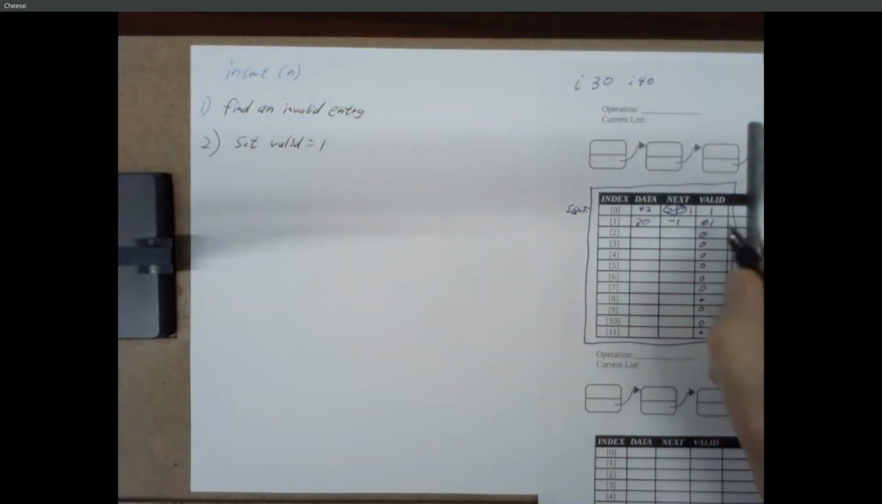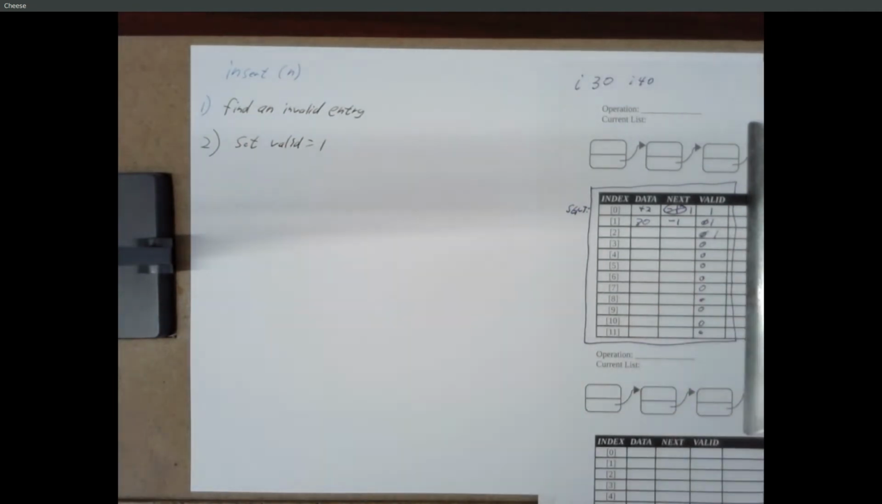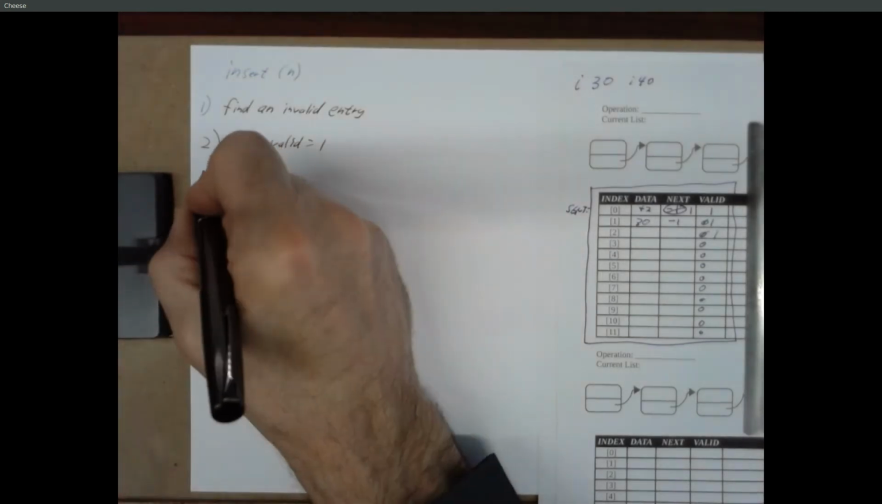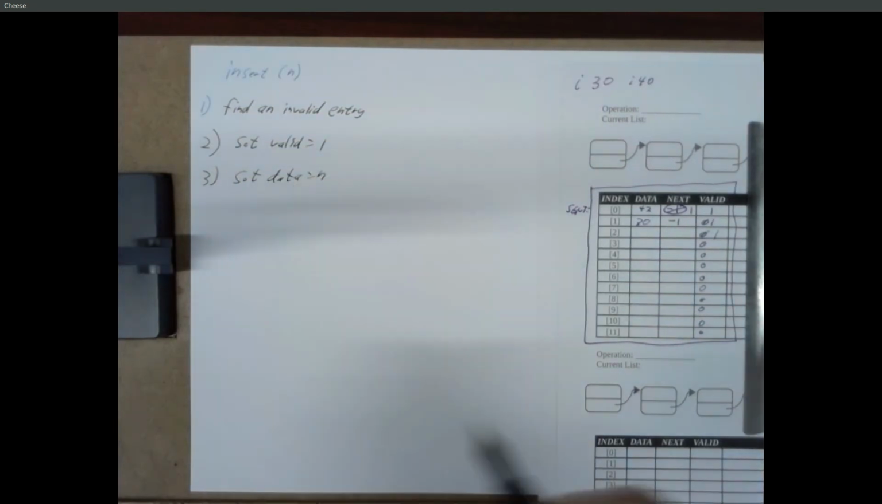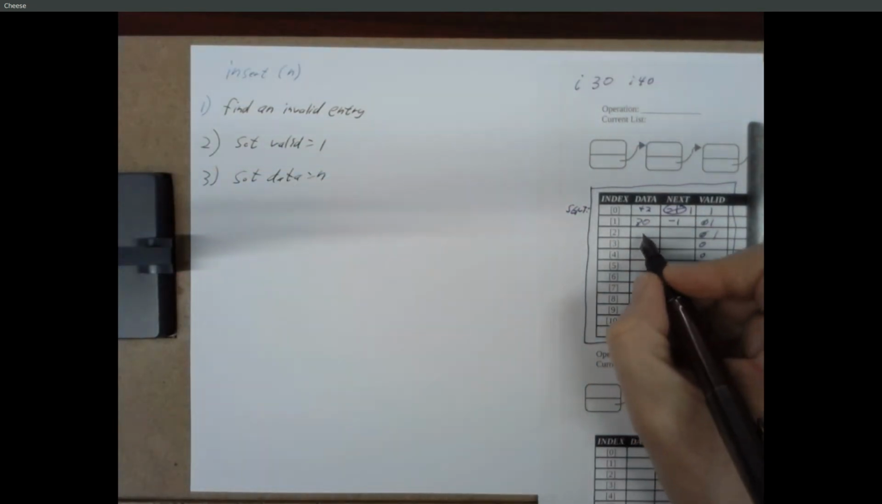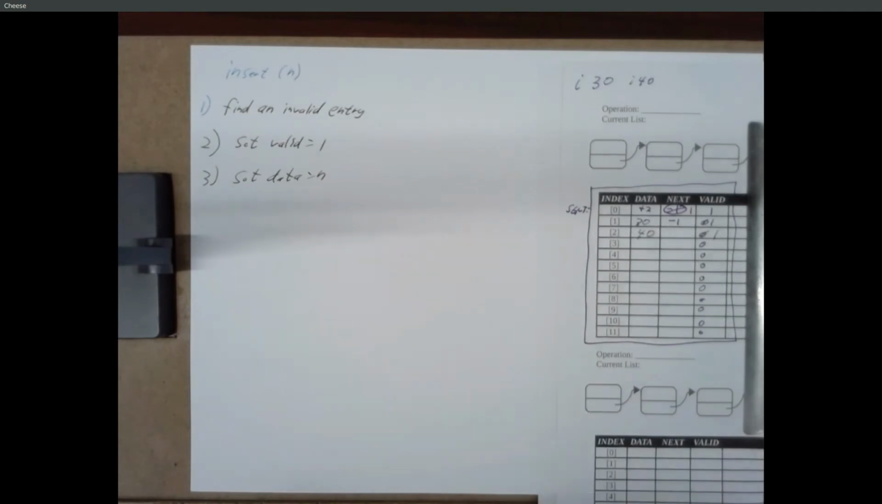Set valid equal to 1. So that becomes a 1. Change the data to the number: set the data equal to n. So we're inserting a 40, so this becomes a 40.